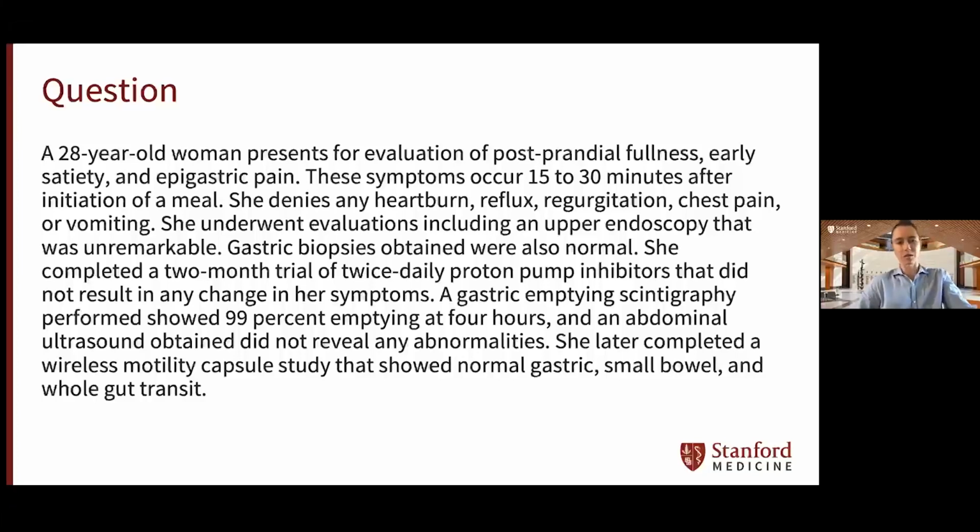Delayed emptying starts at least 10% retention at 4 hours. In terms of the other options for this question, triple antibiotic therapy for H. pylori is not indicated. The patient had an upper endoscopy, which had normal findings, and gastric biopsies were obtained, which did not show H. pylori, so that is incorrect.